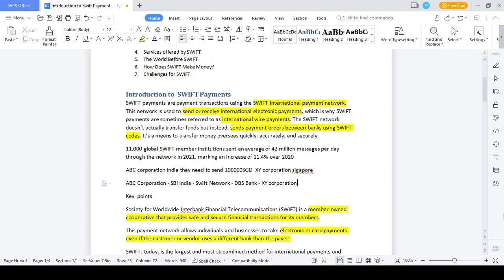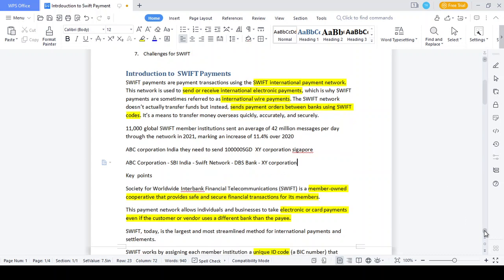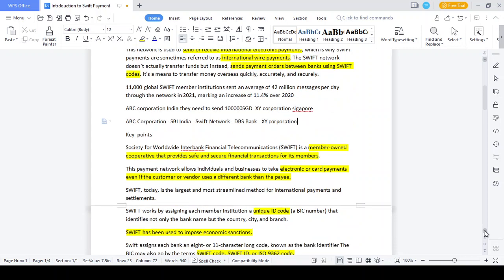What are the key points of the SWIFT network? Actually, the SWIFT network provides secure financial transactions for all the members of the SWIFT network. Suppose I am a bank and a member of the SWIFT network. At that time, I can do safe and secure financial transactions. SWIFT can be used for electronic or card payment methodology. The funds can be transferred from domestic to international.